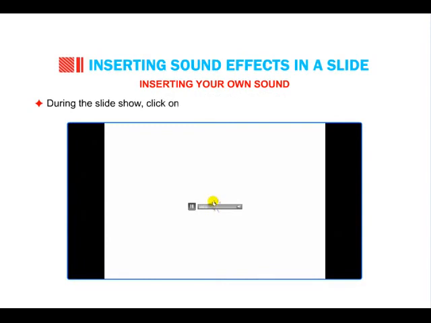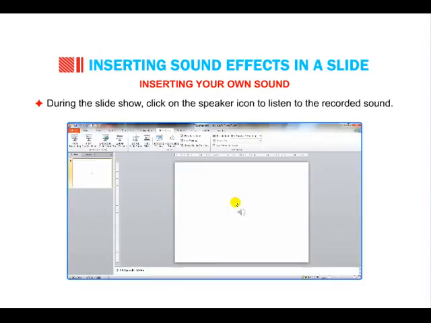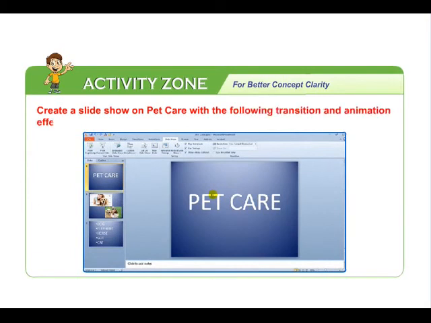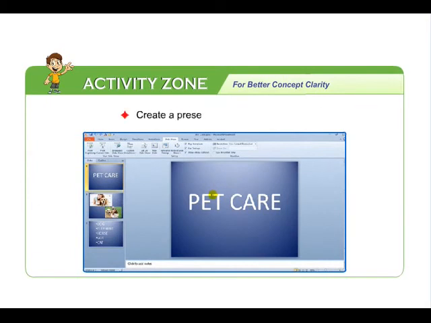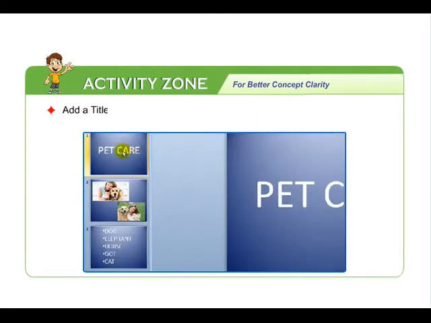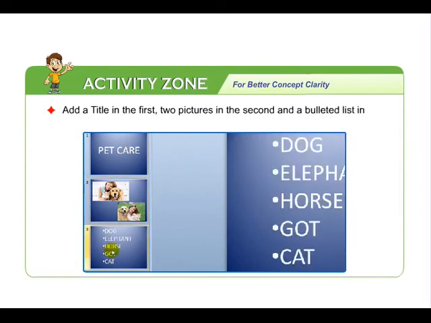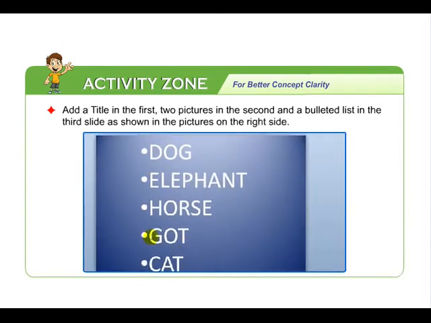During the slideshow, click on the speaker icon to listen to the recorded sound. Let us understand this through an activity. Create a slideshow on Petcare with the following transition and animation effects. Create a presentation with 3 slides. Add a title in the first, 2 pictures in the second, and a bulleted list in the third slide as shown in the pictures on the right side.